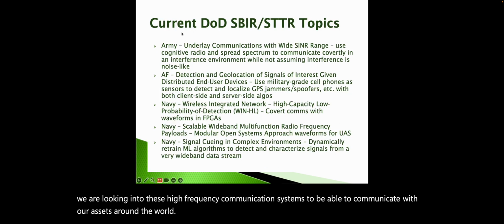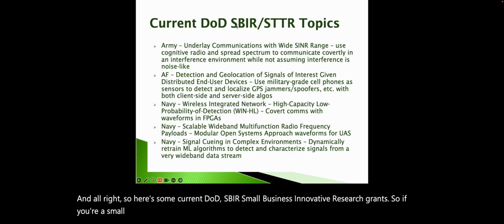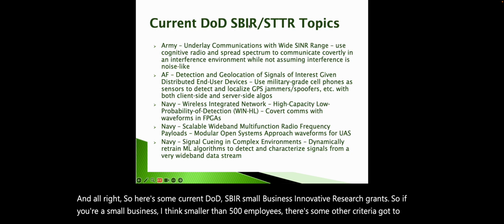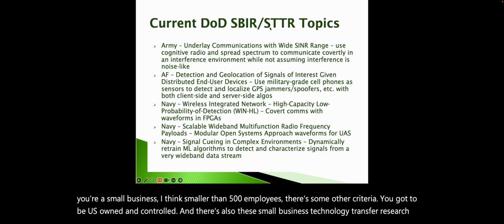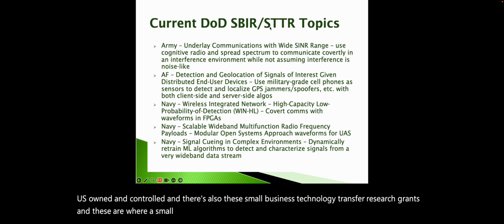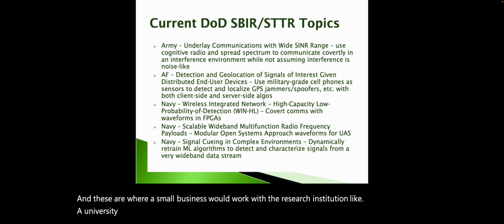All right, so here's some current DoD SBIR, Small Business Innovative Research grants. So if you're a small business, I think smaller than 500 employees, there's some other criteria. You've got to be U.S. owned and controlled. And there's also the Small Business Technology Transfer research grants. And these are where a small business would work with a research institution like a university or some other research-oriented lab, and kind of collaborate and transfer technology from the research domain into practice, right?